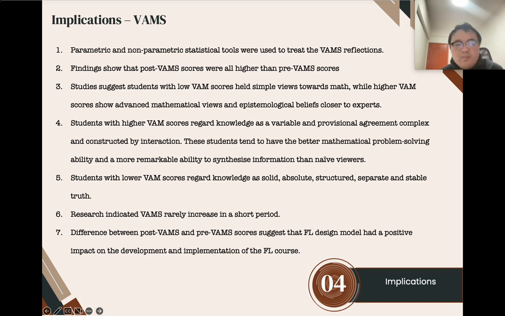Students with higher VAMS scores regard knowledge as being variable, as provisional agreement, complex and constructed by interaction. So students with higher VAM scores tend to have better mathematical problem solving ability and a more remarkable ability to synthesize information than naive viewers. Students with lower VAM scores regard knowledge as being solid, absolute, structured, separate, and stable truth.